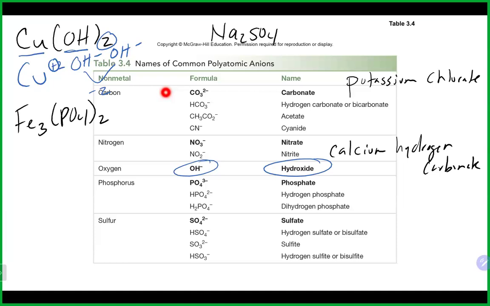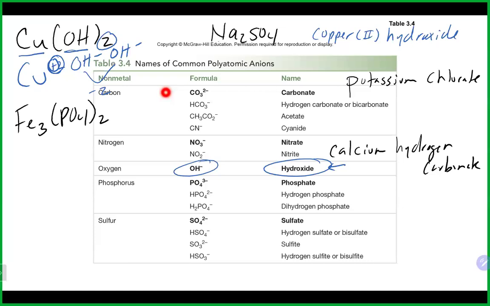Copper, Roman numeral 2 for the charge on the copper. And once again, it doesn't matter how many polyatomic ions you have, you're just going to use the name of it, which as we can see here is hydroxide. So this would be copper, Roman numeral 2, hydroxide. Any questions on that one there?